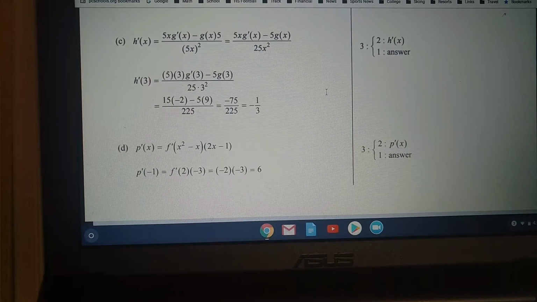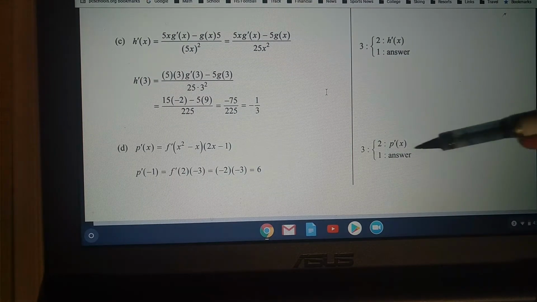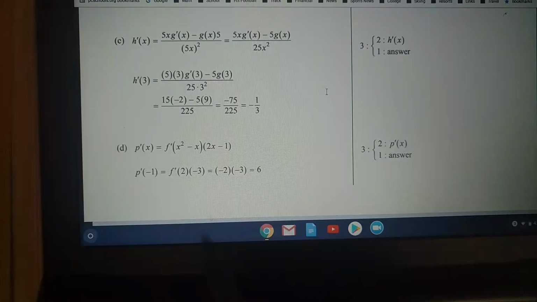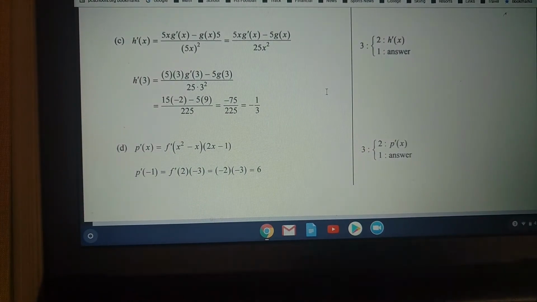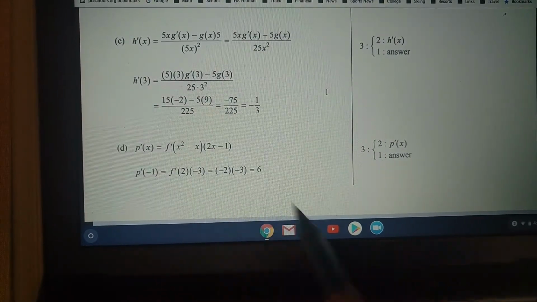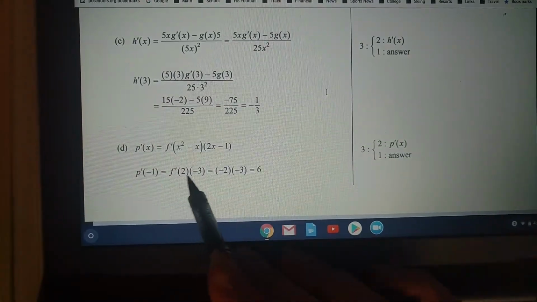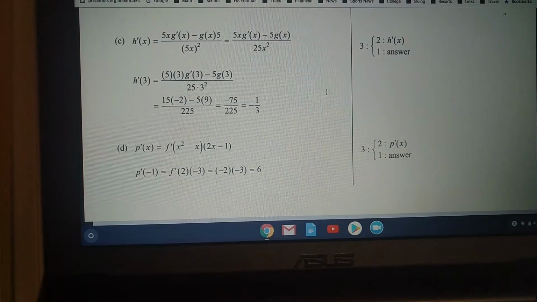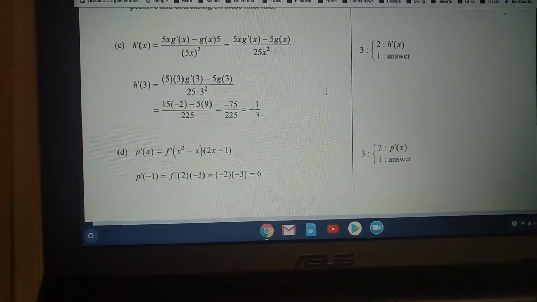And then finally for D, you get 2 points for getting the correct derivative for P at x. This requires chain rule in action right here. So we need to see that f prime of x squared minus x times the 2x minus 1. And then if you evaluate correctly and get 6, you get your other point. Okay, score that out of 9 and then score the whole thing out of 27.